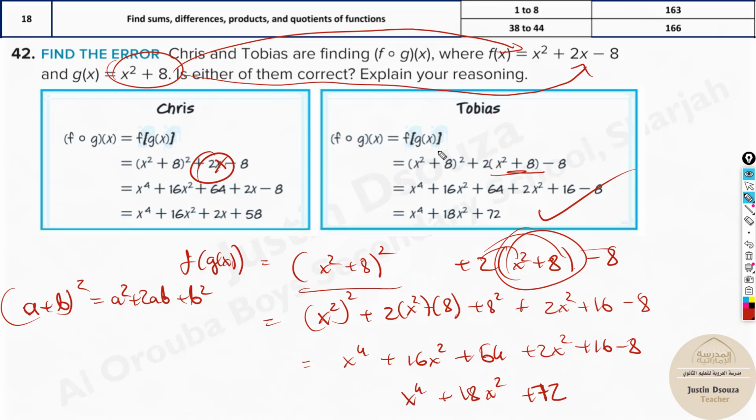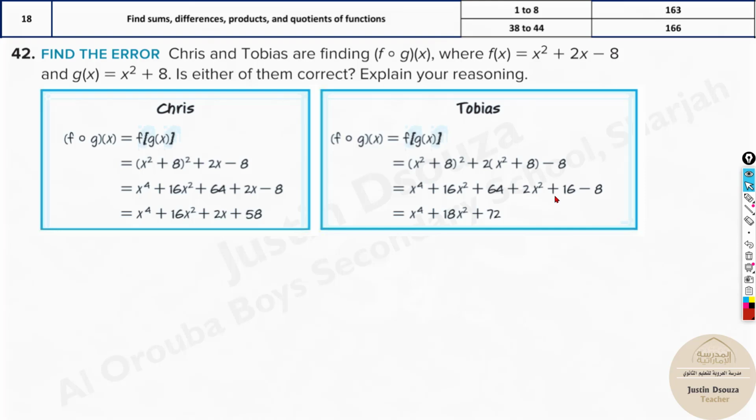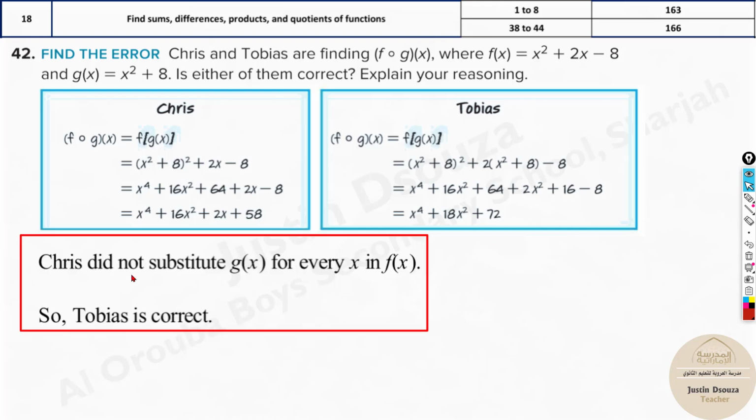See, you can directly look into both. It was the first step only. What if it was a long problem? The mistake would be somewhere down. So it's better you solve it by yourself and then you can easily tell which is correct. I hope that one is also clear. And Tobias is correct. What Chris did was he did not substitute g of x for every value of x in the function f of x.